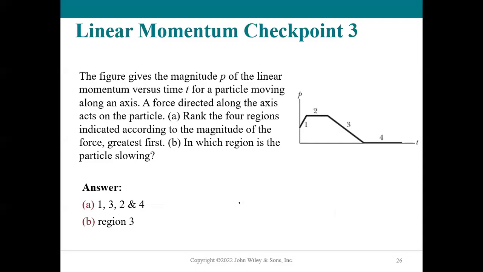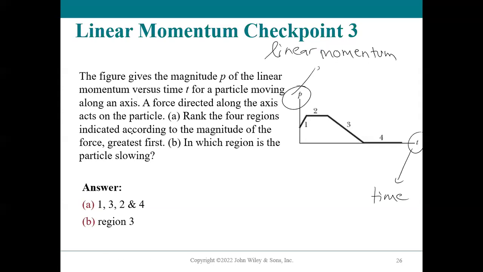Okay, the figure gives the magnitude p of the linear momentum versus time t for a particle moving along an axis. A force directed along the axis acts on the particle. Then the four regions are indicated. Rank them according to the magnitude of the force, greatest first. In which region is the particle slowing? Okay, so we can read this graph. On the y-axis is the momentum, or linear momentum, and on the x-axis is time.